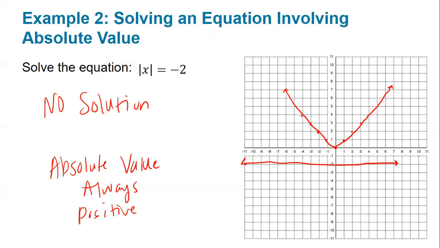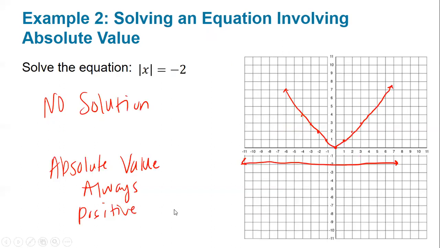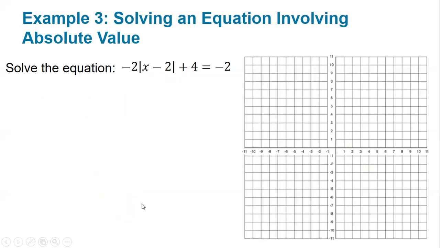So that's your visual as to why if it's equal to a negative, it's not going to work, because it does not touch it. Got it? All right. We're going to look at the hardest it would get. This is the hardest it would get. Always positive. Okay? All right.